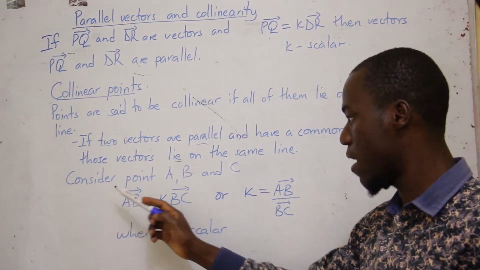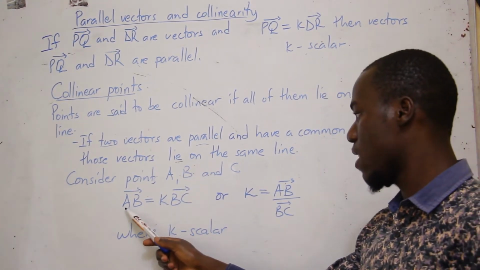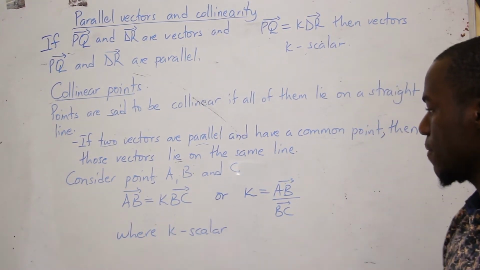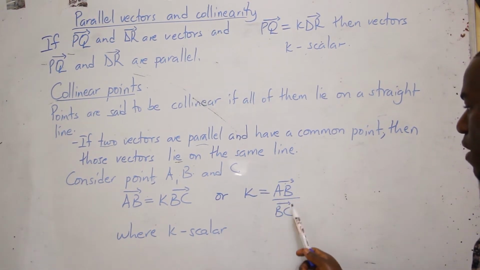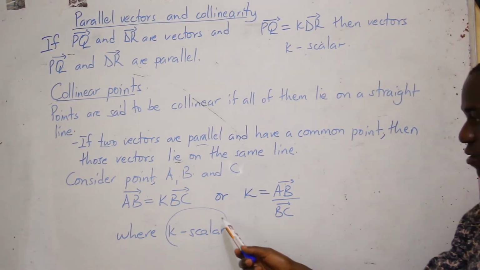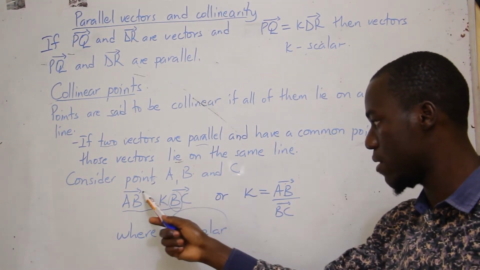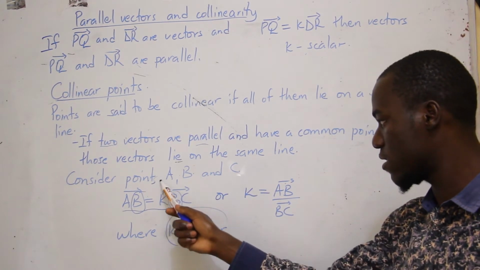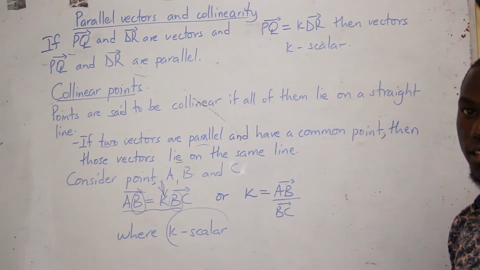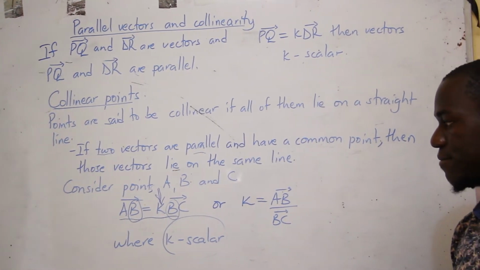That is, if we consider points A, B, and C, we form vectors in between these points. That is, AB is equal to k BC, where k is a scalar. So if we manage to achieve such a thing, where we have a common point, B, and we also get this scalar, then we prove that those points A, B, C are collinear, and the vectors lie on a straight line.